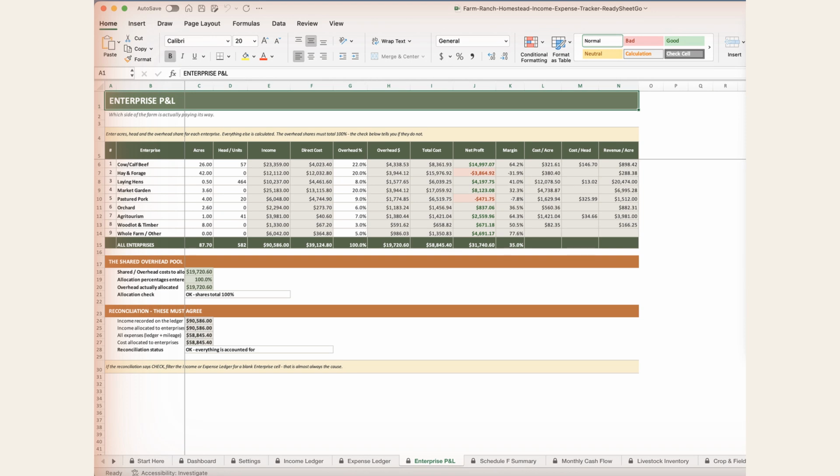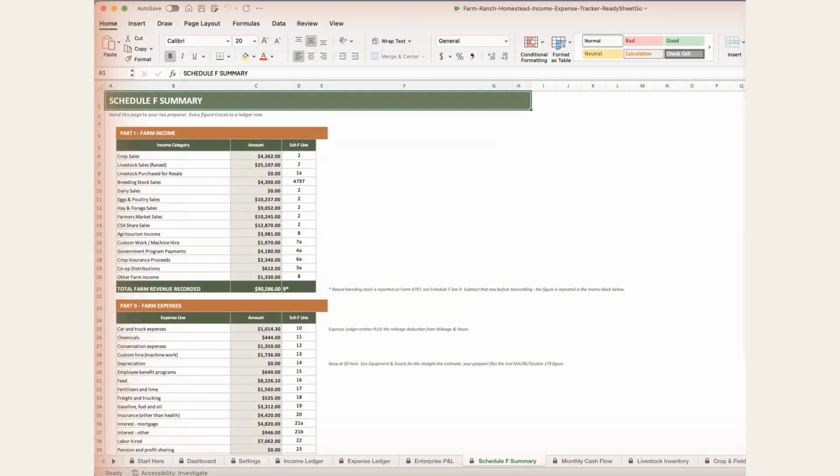You enter acres and head for each enterprise and the share of overhead each one carries. And the file works out revenue, direct cost, allocated overhead, net profit, cost per acre, and cost per head. This is how you finally see which side of the farm is actually paying its way.